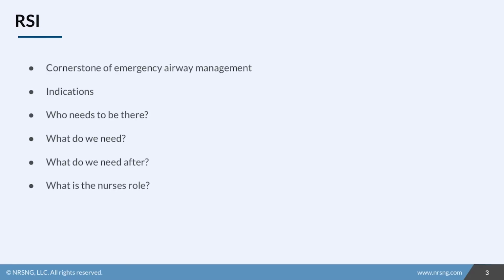So RSI is a cornerstone of emergency management. It's a skill that every ED doc has and uses. As nurses, we have to know some very specific things. What are the indications? Who needs to be in the room? And with those people that are in the room, who actually helps with the procedure? We need to know what we need, like equipment and meds, that kind of stuff. And then what do we need once the tube is in place? And of course, what is our role as the nurse?